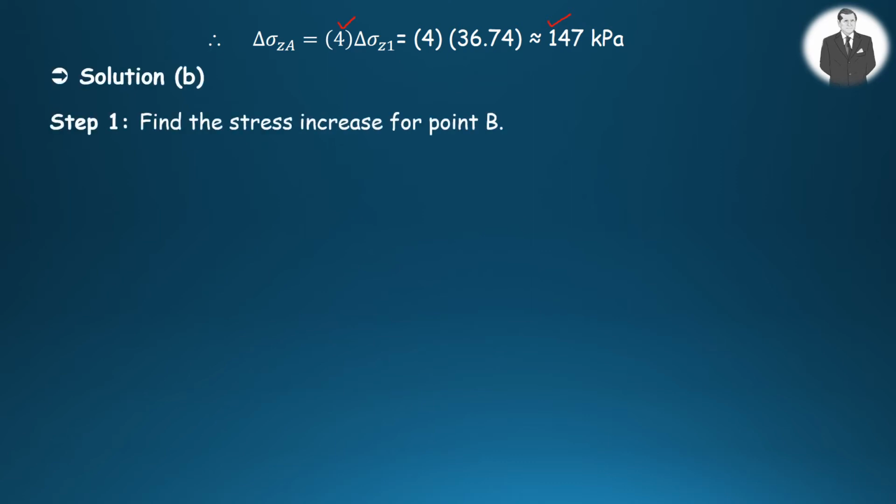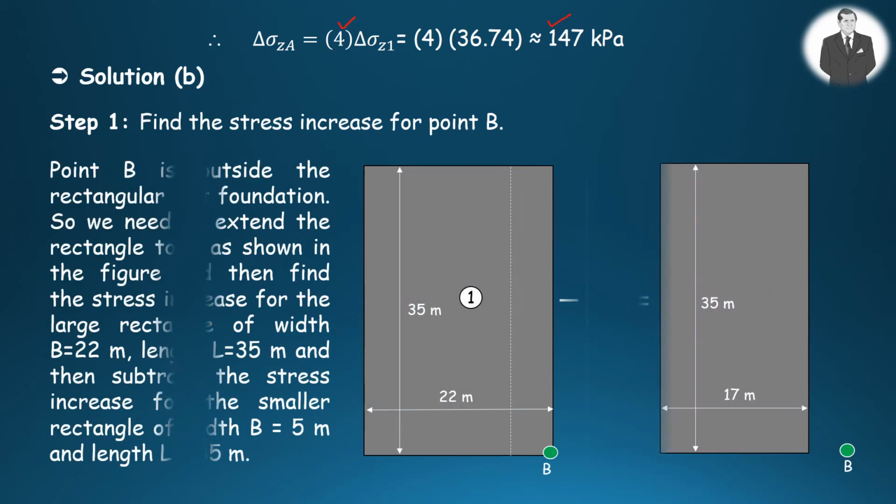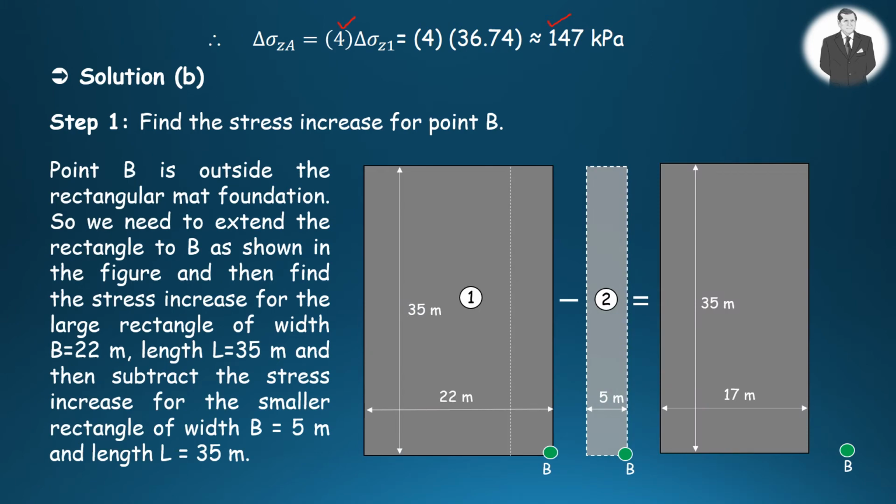In order to find the stress increase at point B, we need to extend the rectangle to be as shown in the figure, and then find the stress increase for the large rectangle. After that, subtract the stress increase for the smaller rectangle, which gives us the stress increase at point B outside the mat foundation.